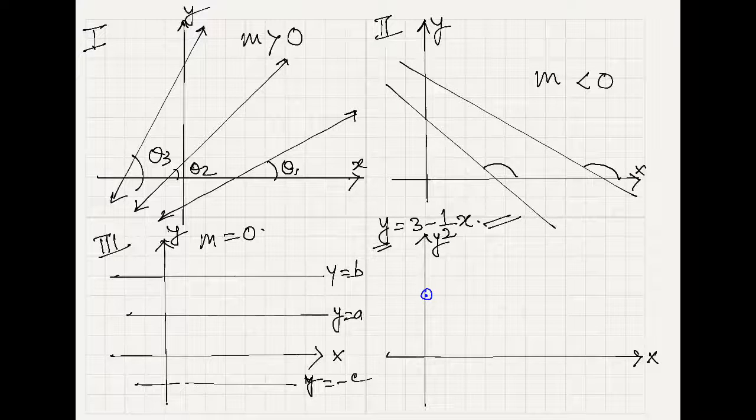So we consider 3, 4, 5, 6. This point over here is 6 and this is 3, and these two coordinates are (6, 0) and (0, 3). And we simply trace the line this way. So finding these two points, we can trace any linear curve on a Cartesian plane.